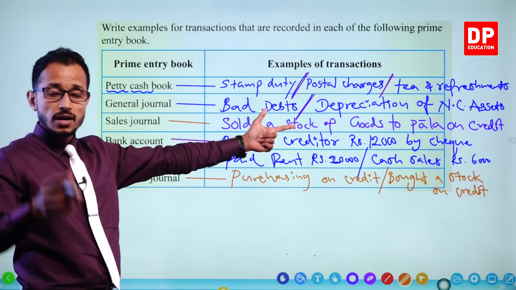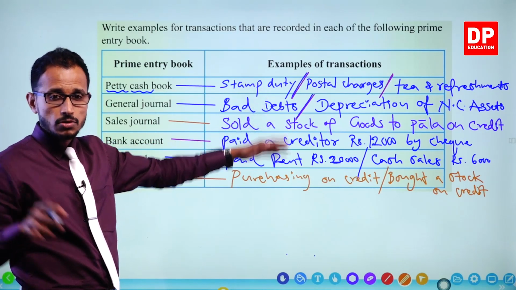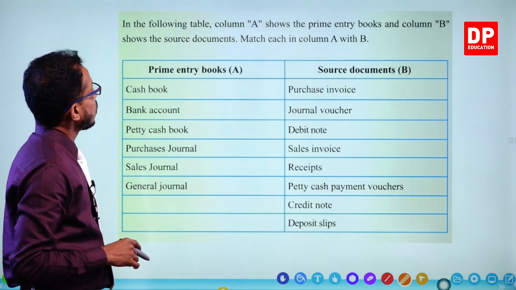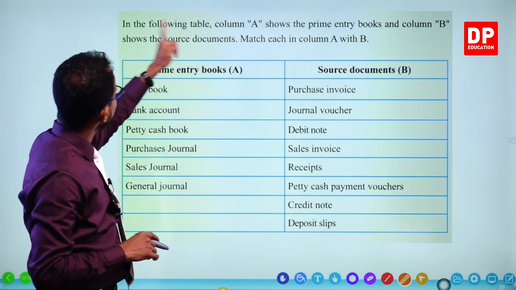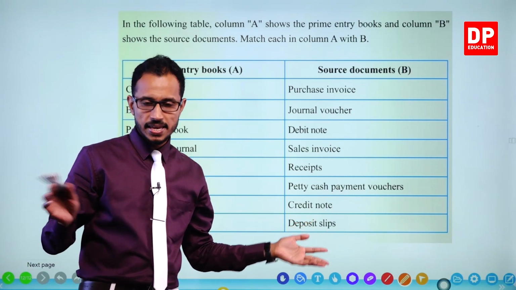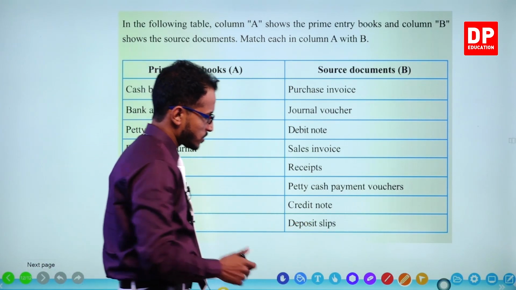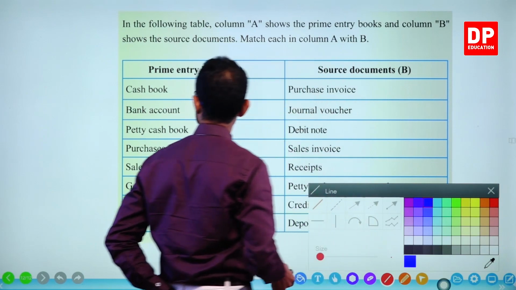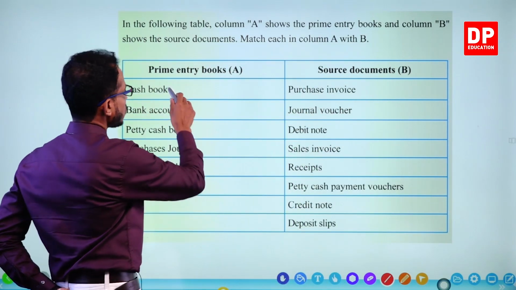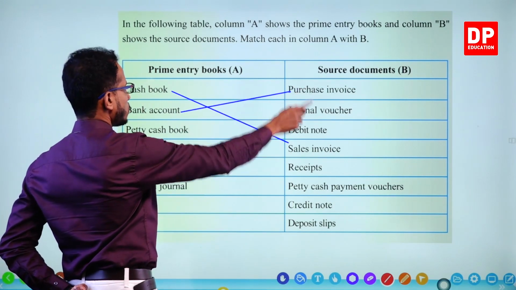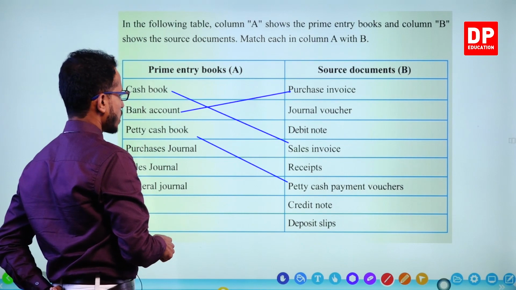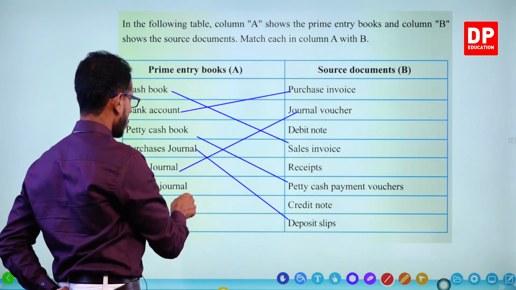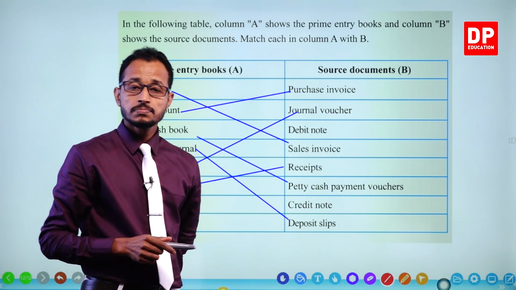I hope it gave you a good exposure, a good practical knowledge about prime entry books. All right, column A shows prime books, column B shows source documents. It's a matching game. Shall I match the prime books to the relevant source documents? Cash book, sales invoice, bank account, purchase invoice, petty cash book, petty cash vouchers, purchases journal, deposit slip, sales journal, journal voucher, general journal, receipts. Done.